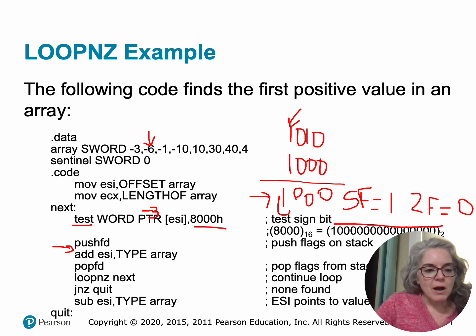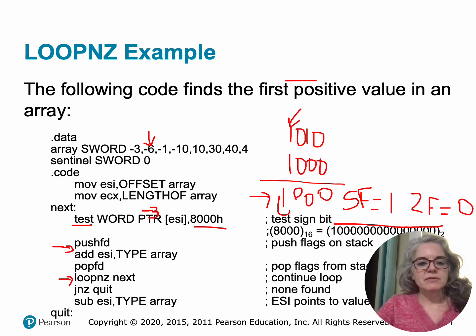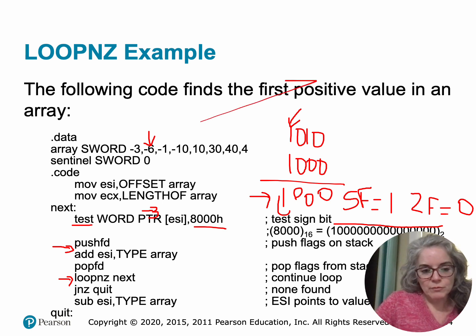Then the next step is we pop our flags, and we've saved the flags that were set by this test. And then we're here at the loop not 0. So is the zero flag set? No, the zero flag is not set. Why is the zero flag not set? Well, we're looking for the first positive integer and we haven't found it. We got a -3. So the zero flag is not set, it's at 0.